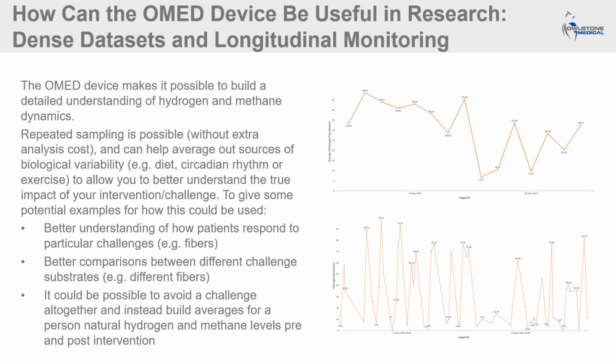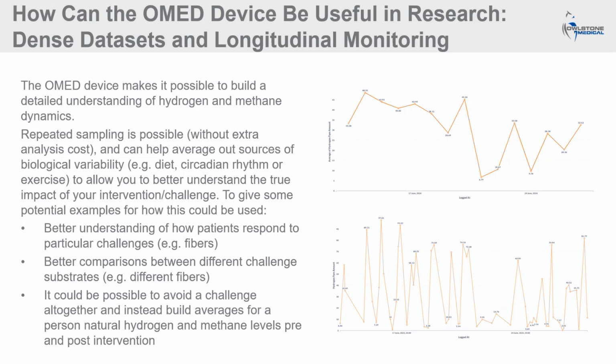What we're proposing potentially doing here is avoiding a challenge test altogether. This also makes it more like the real world, which I think a lot of people are saying to me they'd like to be able to look at a little bit more. So with this kind of approach, you could take samples from patients over multiple days and really build a good understanding of what that person's natural variability of hydrogen and methane looks like, given their normal diet and their normal lifestyle, before you give them any intervention. And then post-intervention, you can again build up that understanding: what does their natural hydrogen and methane variance look like, given their natural diet and their natural environment?